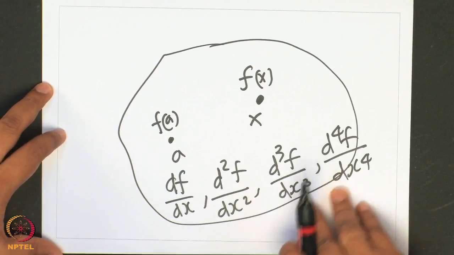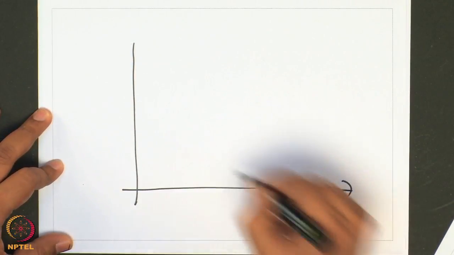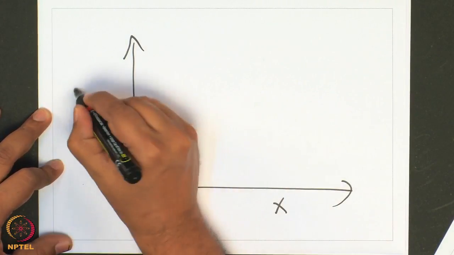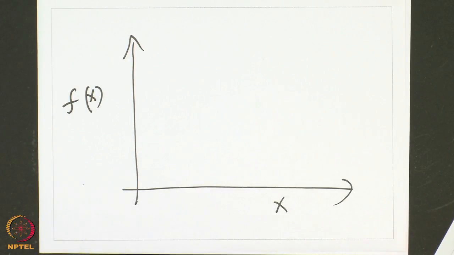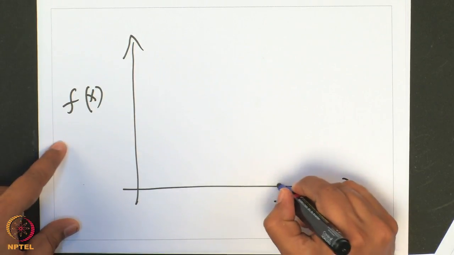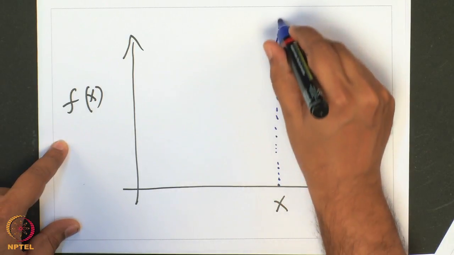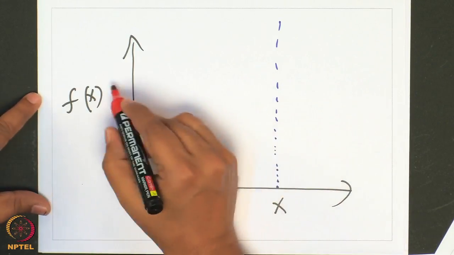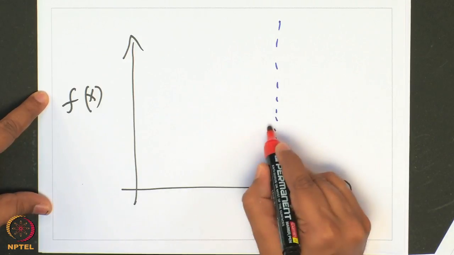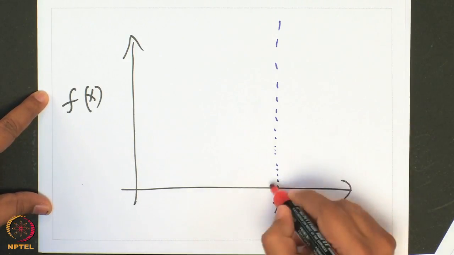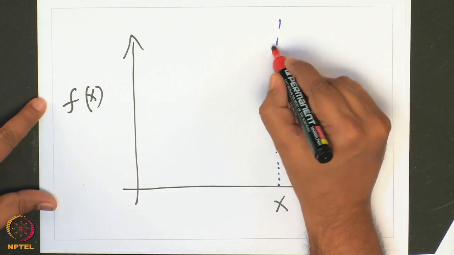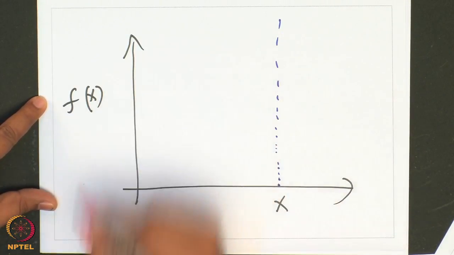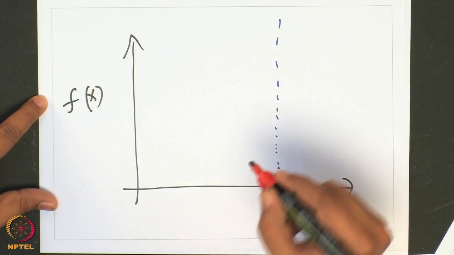So let us understand this in a different way. If I plot x versus f of x, at some point x, the function could have any value. It could be here, or here, or here. So we want to know where this function is, what the y value is here or here or here. That is what we want to know, f of x.